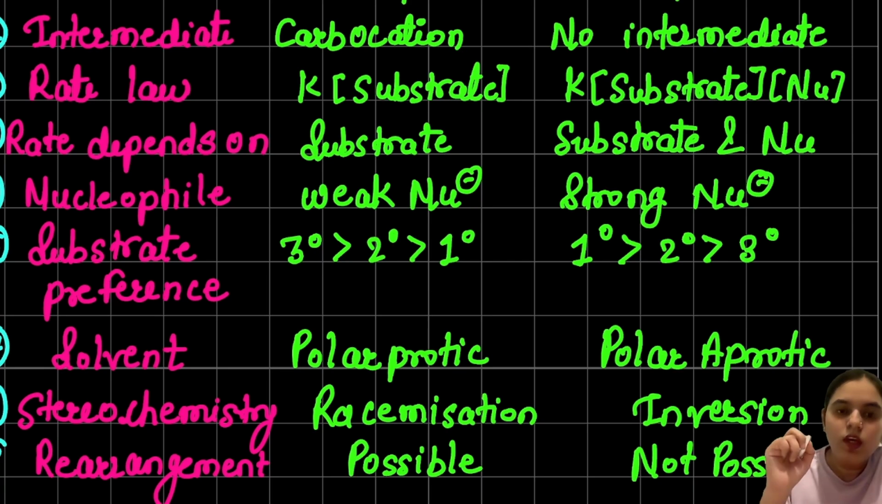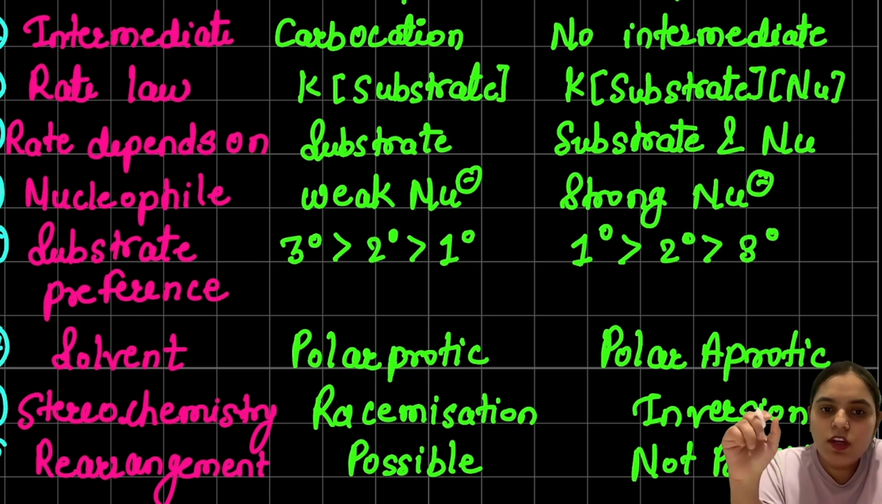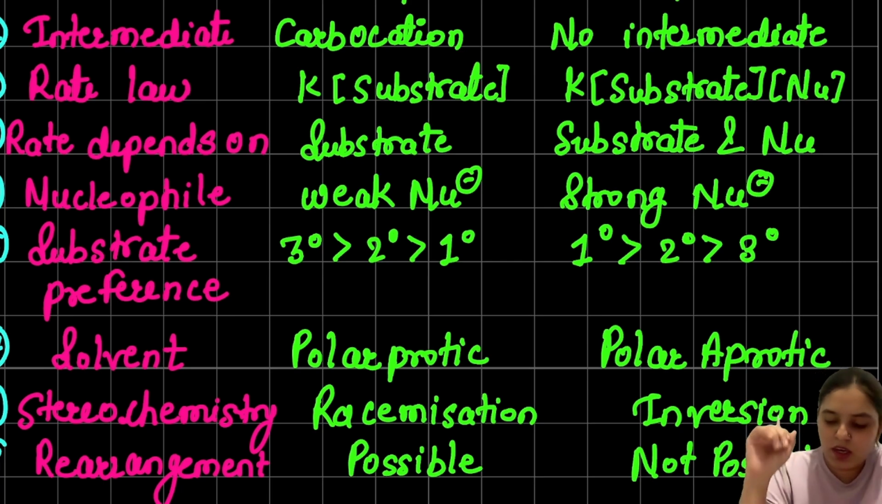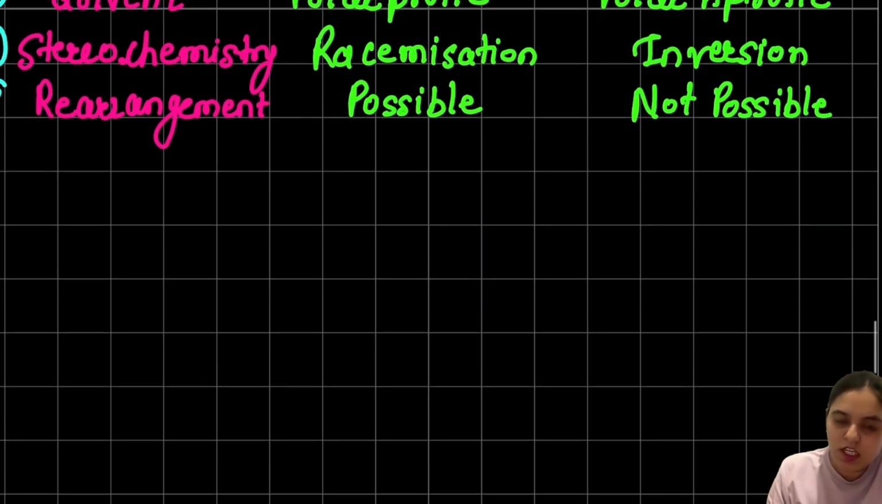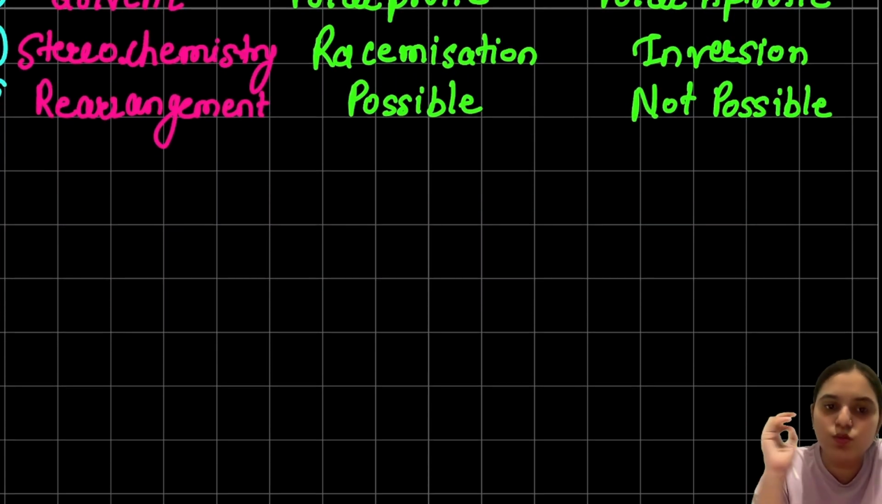So, SN1 is a two-step reaction involving a carbocation intermediate, racemization and possible rearrangement. SN2 is a one-step reaction with a backside attack, Walden inversion and no intermediate formed. You have to remember these key points for the SN1 and SN2 reactions.